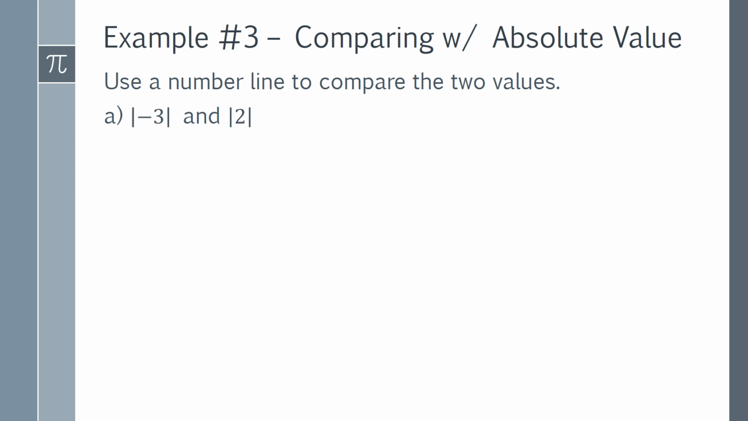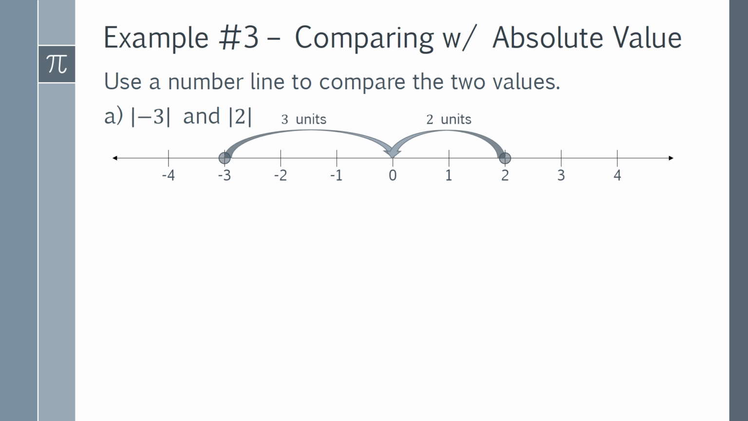Example number 3. Comparing with absolute value. We need to use a number line to compare the two values. For part A, we have the absolute value of negative 3 and the absolute value of 2. Start by drawing the number line and then graphing the 2 points. We notice that negative 3 is 3 spaces to the left of 0, while the number 2 is 2 spaces to the right of 0. Remember that absolute value doesn't care about direction, only distance. So the absolute value of negative 3 is greater than the absolute value of 2.